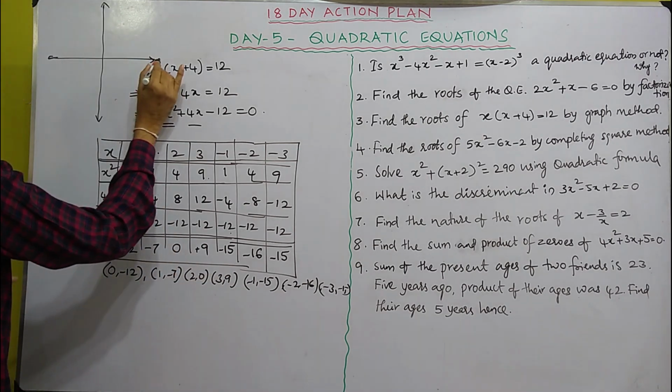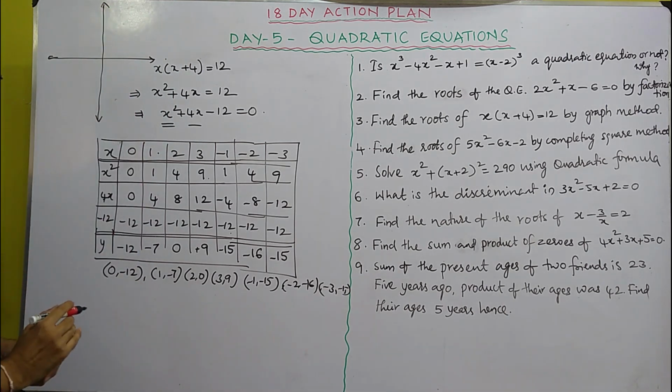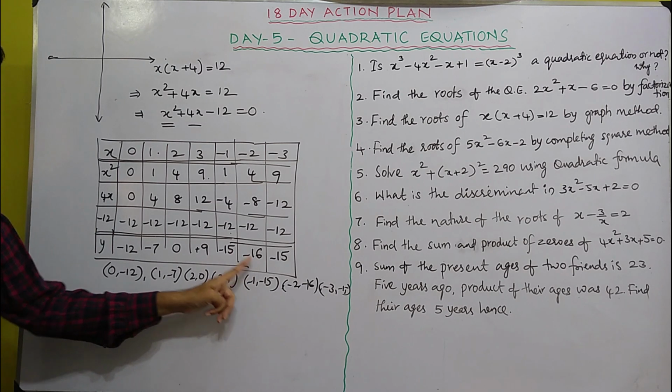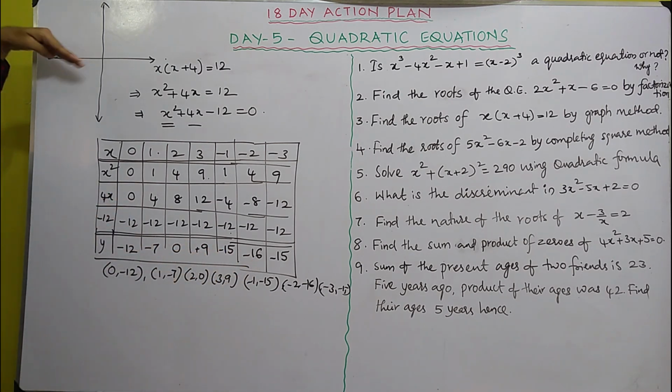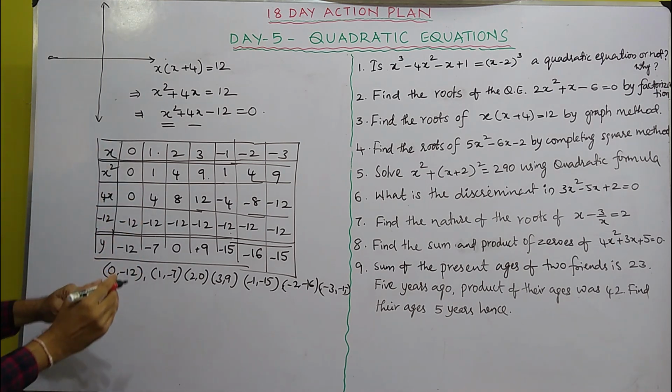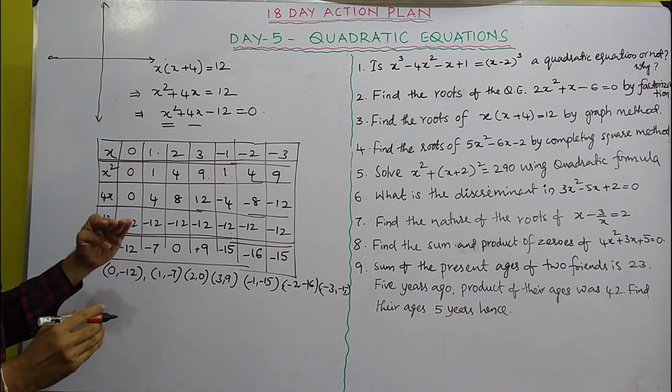On the graph, this is the x-axis, this is the y-axis. Before starting with the graph, the y values range from minus 16 to plus 9, so both sides should have a minimum of 16 above and 16 below. Let us take the scale of 2 units per centimeter.